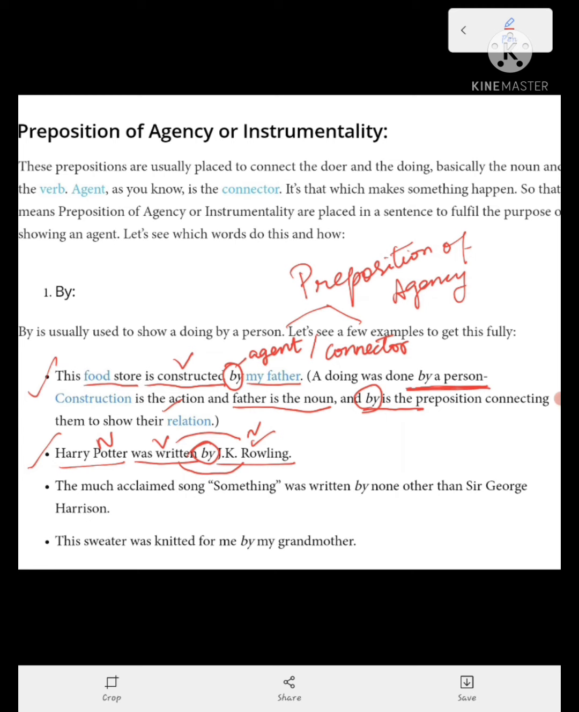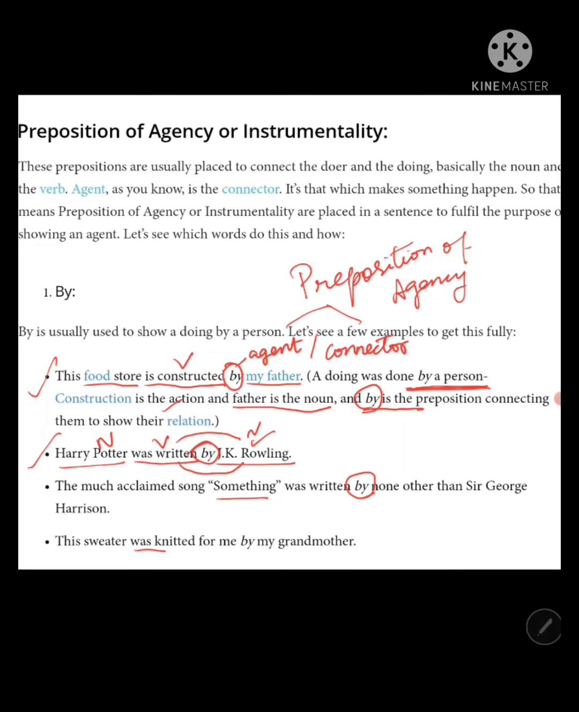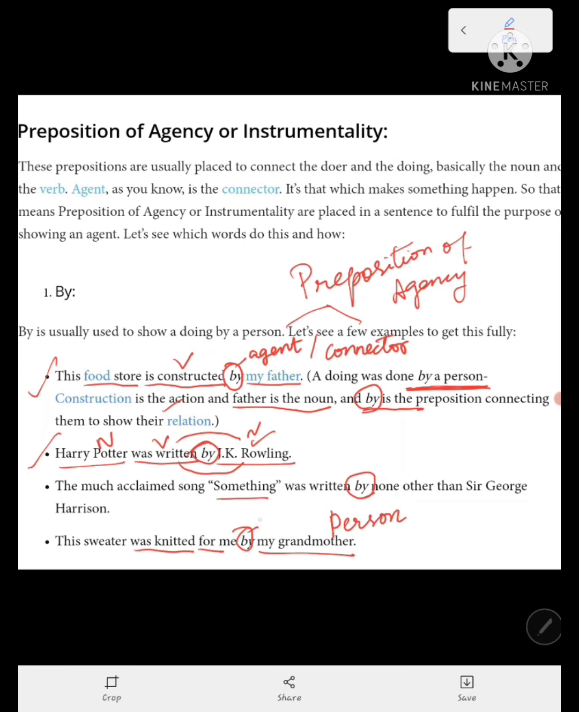Okay, shall we see the next one? The much acclaimed song Something was written by none other than Sir George Harrison. Okay, the next one is this sweater was knitted for me by my grandmother. So grandmother is a person, and by is an agent and this is a verb. That's it. I hope you understand this concept of preposition of agency by.